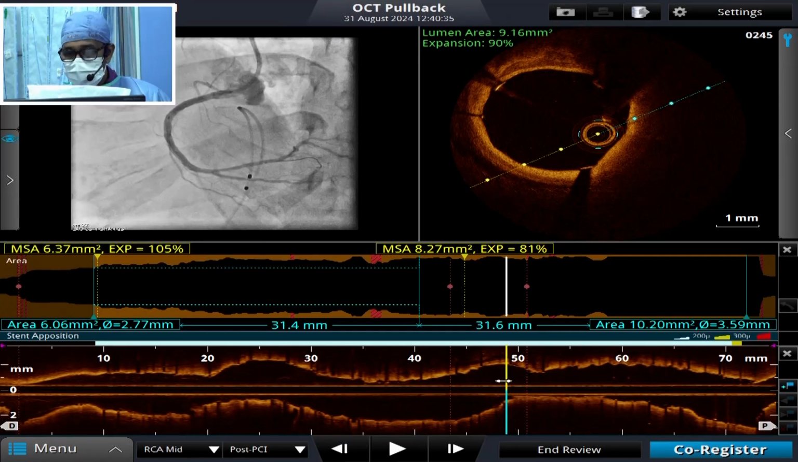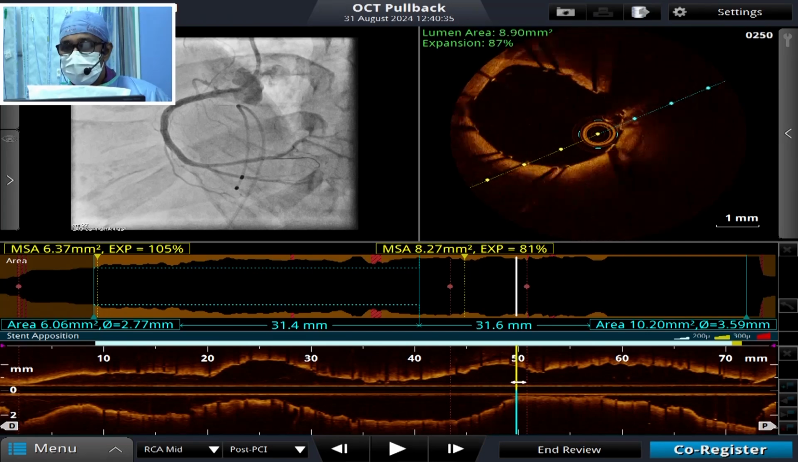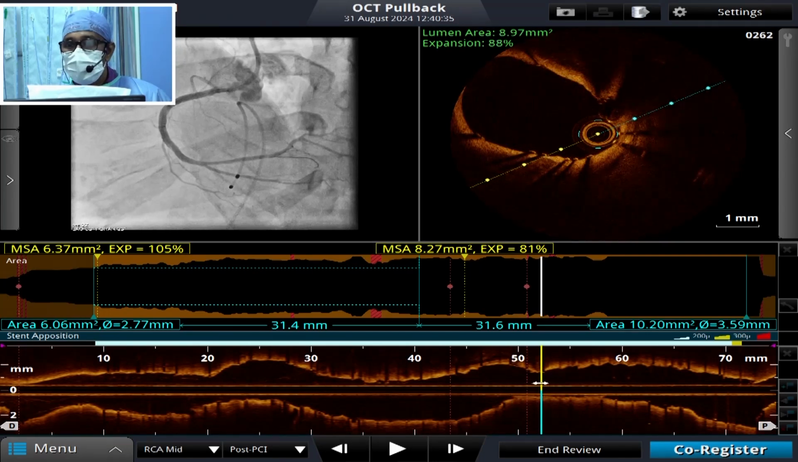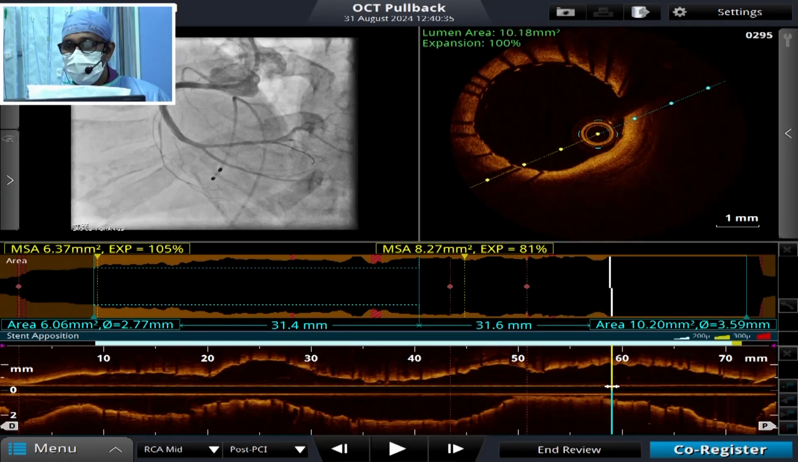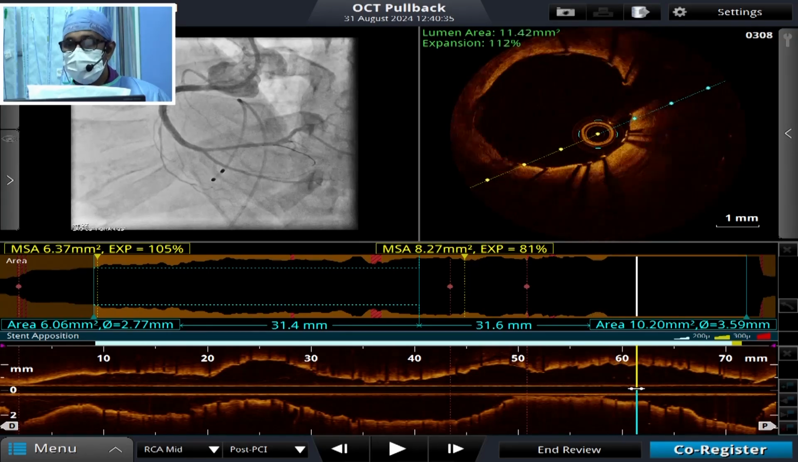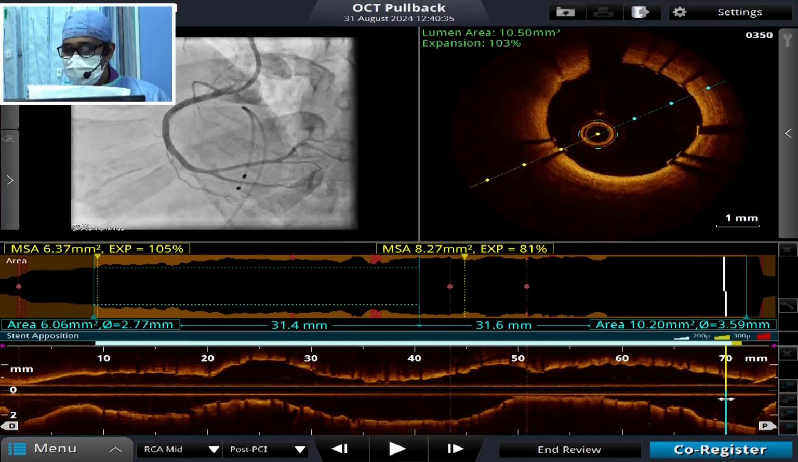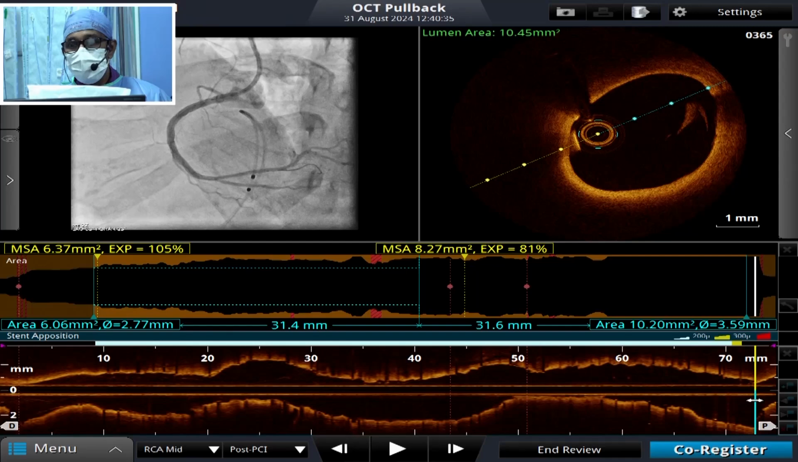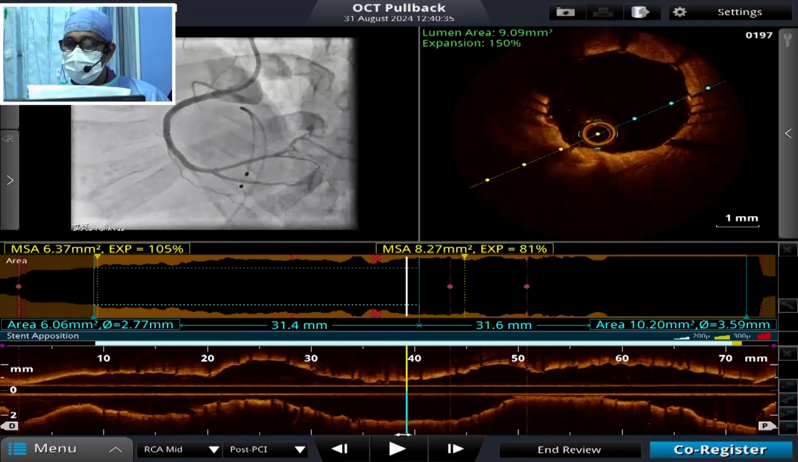There is some amount of minimal malposition over there, probably. This is the area. And here the 3.2 areas are all quite good. That area also. Proximal also it looks good. Proximal edge also. I think we should stop. It's a good expansion and apposition.